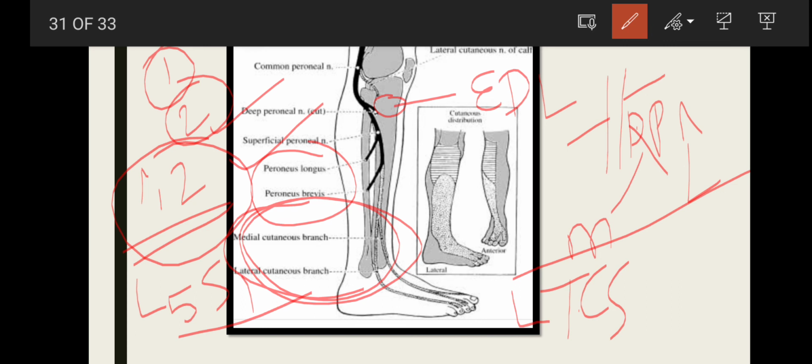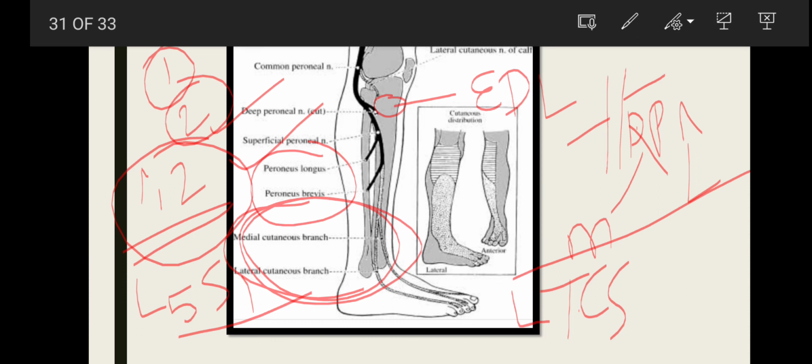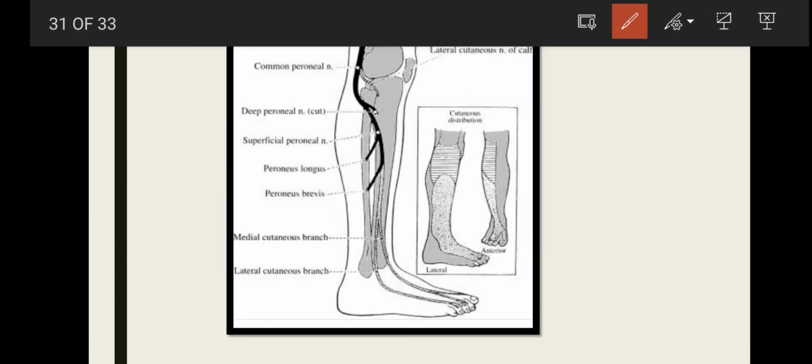Now that is on the superficial peroneal nerve. Now we shall discuss something on foot drop. Now what is foot drop? Whenever there is a deep peroneal nerve injury, we know that the deep peroneal nerve supplies the anterior compartment muscles. Now whenever there is, it's very important, foot drop.